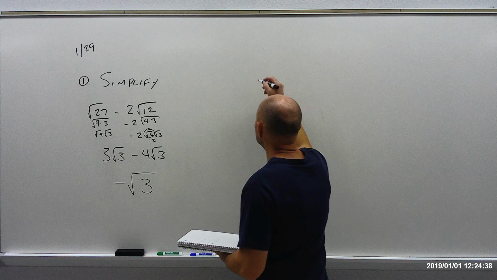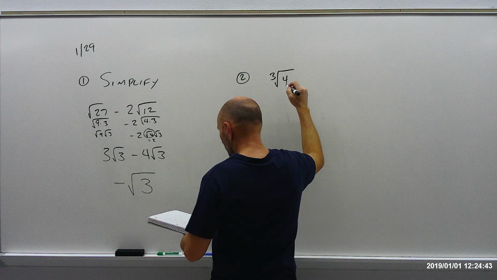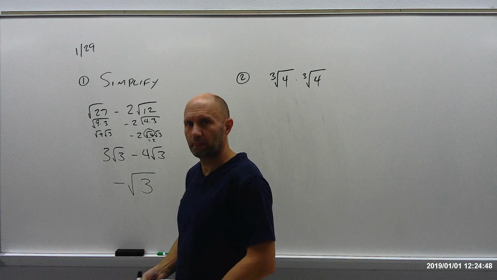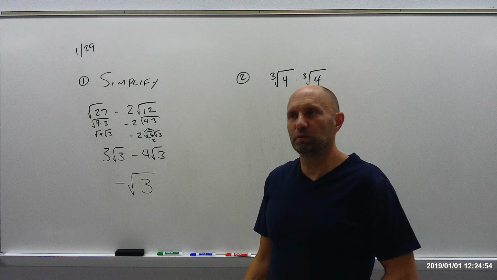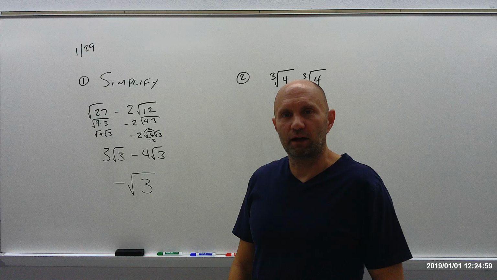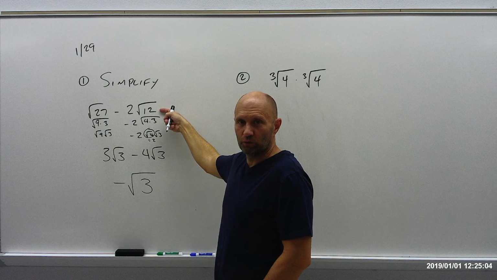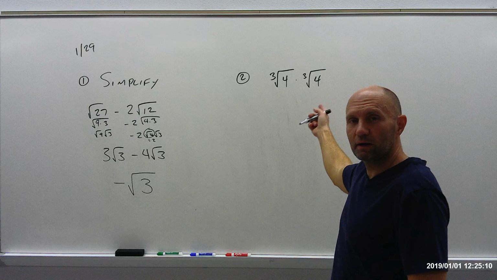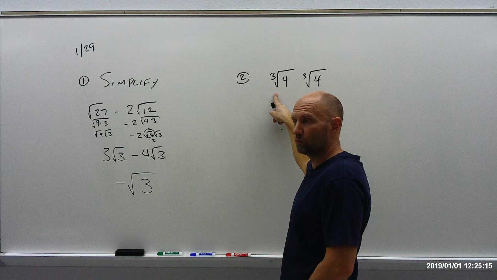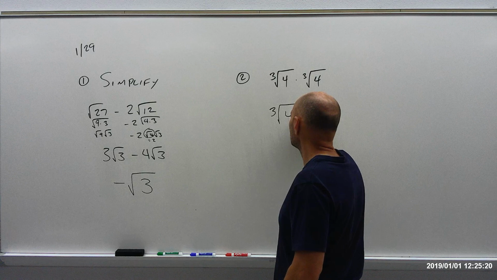All right, number 2. Another simplify. We have the cube root of 4 times the cube root of 4. So here, when I'm multiplying radicals, the radicand doesn't necessarily have to be the same. So if we even just look back here, square root of 4 times square root of 3 is the square root of 12. But I do have to have the same root. Well, in this case, I'm all right because I have the cube root on both of them. So if I have a cube root of a, radical rules, times cube root of b is just the cube root of a times b. So cube root of 4 times 4.